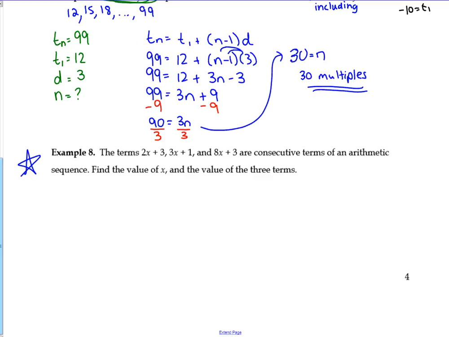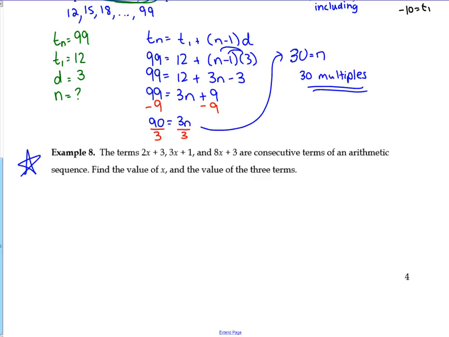Okay? So, the terms 2x plus 3, 3x plus 1, and 8x plus 3 are consecutive terms of an arithmetic sequence. So they're telling you that they're arithmetic and they're consecutive. What does consecutive mean? One after the other. So term 1, term 2, and term 3. They're not like term 1, term 7, term 10. Find the value of x and the value of the 3 terms.